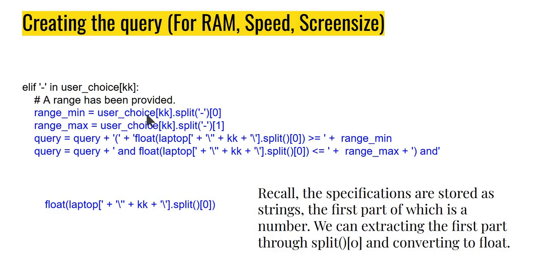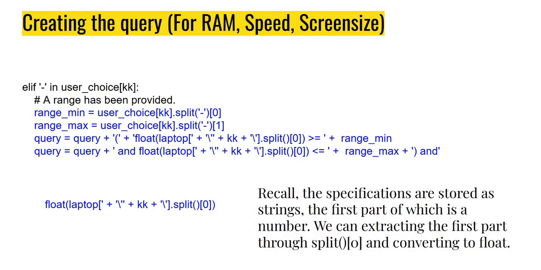Again, remember, user choice KK is a string. I'll split this with the dash as a character. This split gives me a list. The first value is the min, the second value is the max. Now remember, the quantity that I'm looking at has to be more than or equal to the min and less than or equal to the max. That's exactly what I'm doing, except there's a small technicality: the laptop specifications are always a numerical part plus the unit. For example, we have RAM, say 2 GB, say 4 GB.